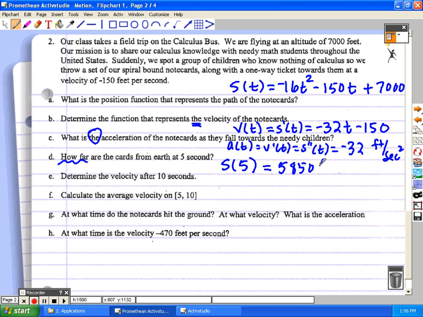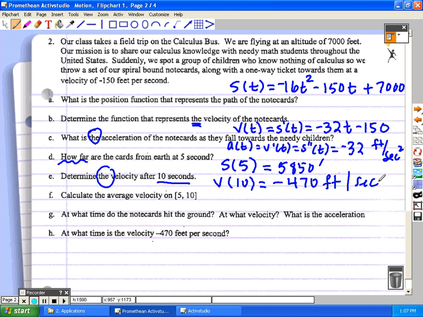Letter E, determine the velocity after 10 seconds. Well, the fact that they only give you one value of time should tell you instant velocity. So the instant velocity at 10 seconds would be v of 10, which turns out to be negative 470 feet per second. Yes, I'm just making sure I'm copying the right number. And the fact that the velocity is negative tells me that the cards are falling.